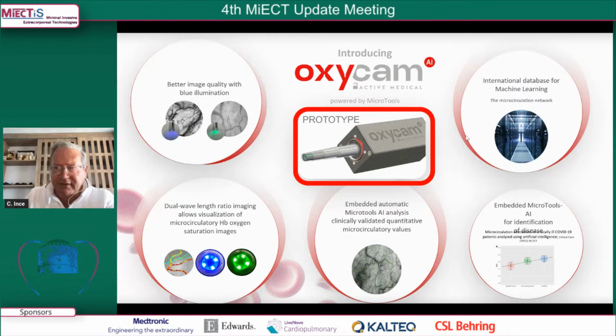So recently, in the last year, we have now introduced a new device, which we call the OxyCam. It has got different light sources, which gives us better optical images. We can then superimpose the two images on each other and get maps of oxygen. We have embedded artificial intelligence into the device to be able to analyze the different effects.